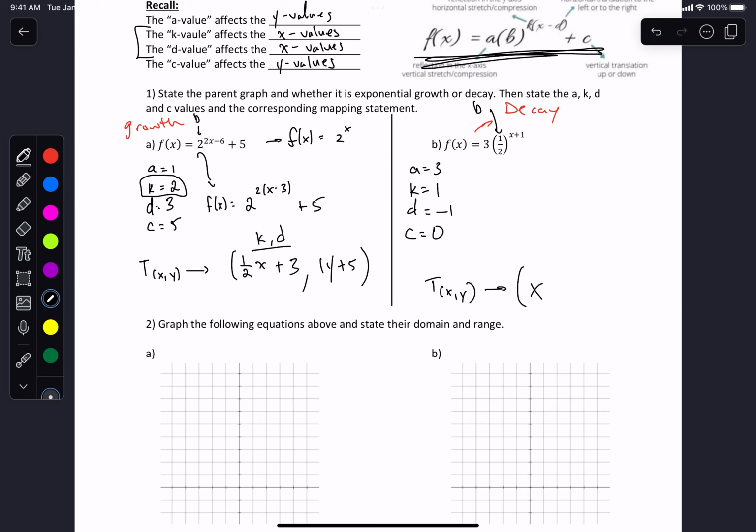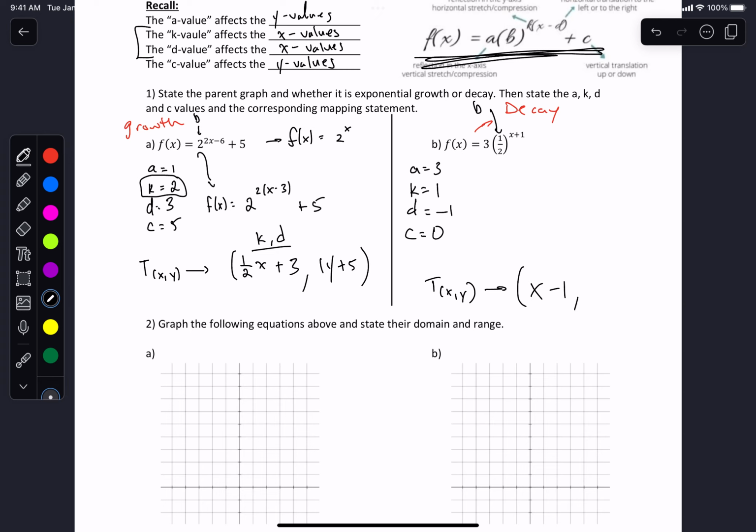Yeah, so it says +1 in the equation, but we know that that means that the graph is going to move to the left by 1 unit, right? Which means all my x values, we're going to subtract 1 from all my x values, right? In order to move the graph left, I have to subtract 1, right? So that's x minus 1.